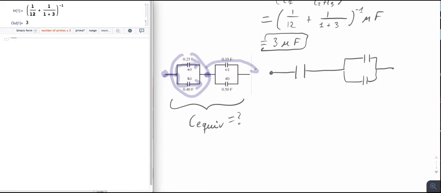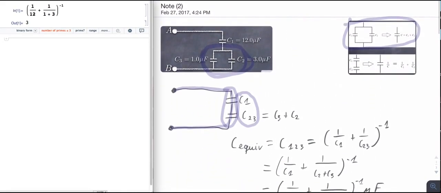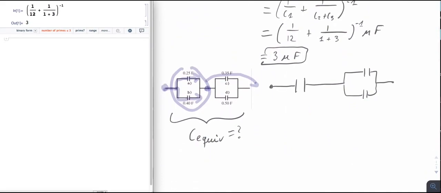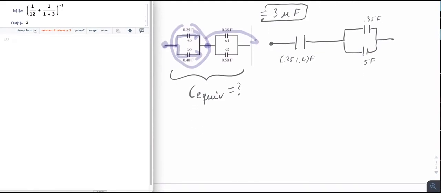capacitor, and now remember it's in parallel, so look over here, up here in parallel, the capacitors just add. So that means this capacitor here is going to be 0.25 plus 0.4 farads. And here we have 0.35 farads and 0.5 farads. Okay.